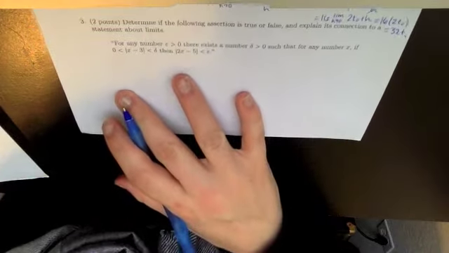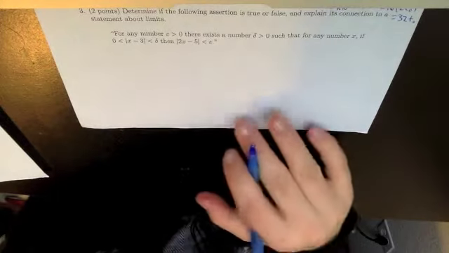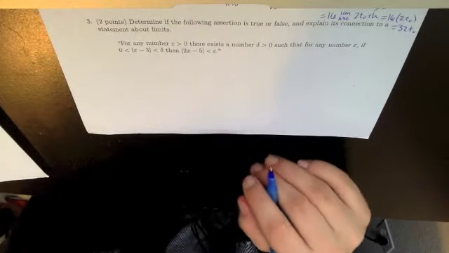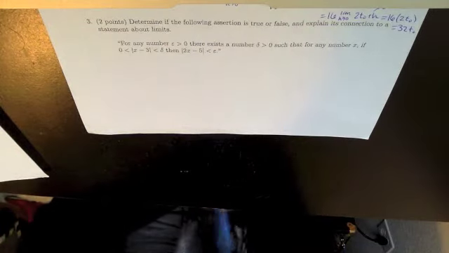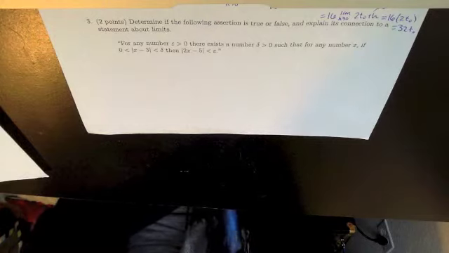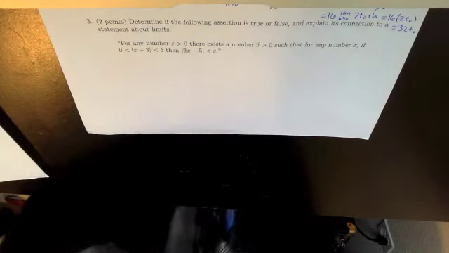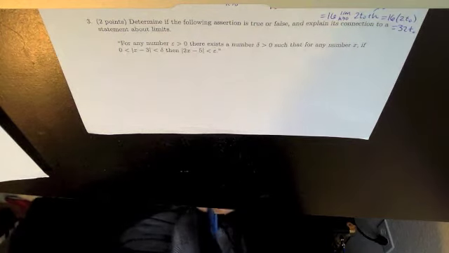Okay, the third problem says, determine if the following assertion is true or false, and explain its connection to a statement about limits. The statement is, for any number epsilon bigger than 0, there exists a number delta bigger than 0, such that for any number x, if the distance between x and 3 is less than delta, then the distance between 2x and 5 is less than epsilon.